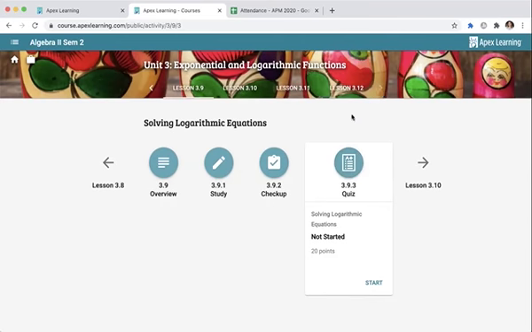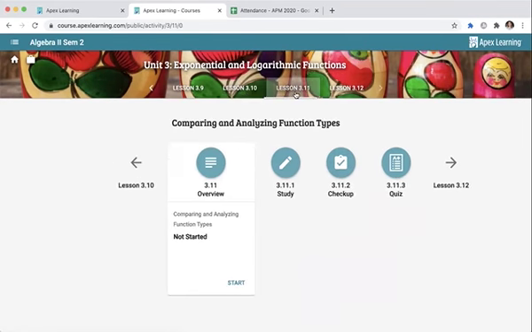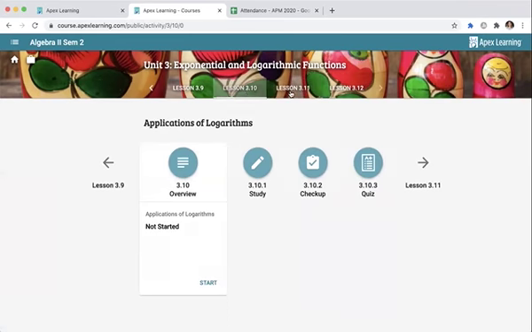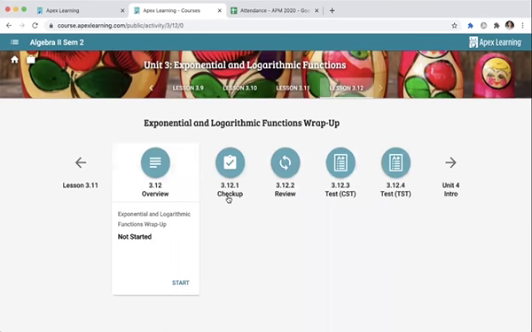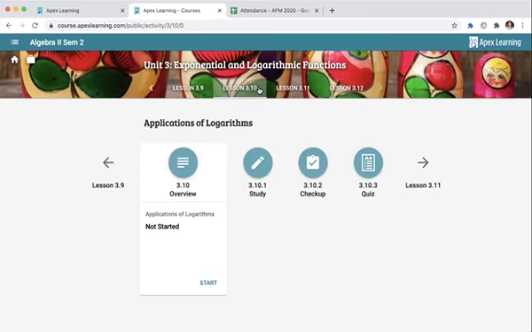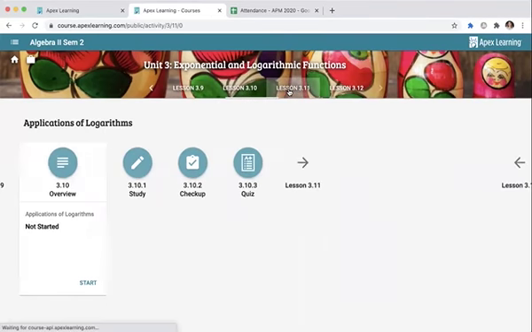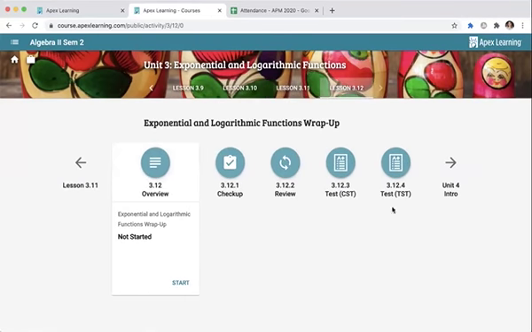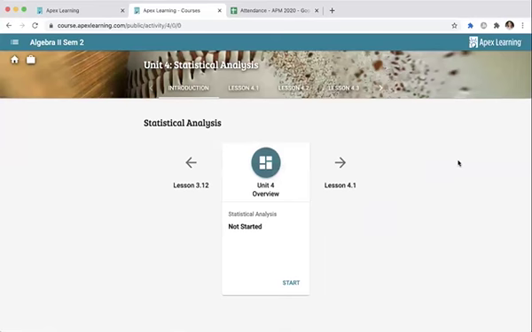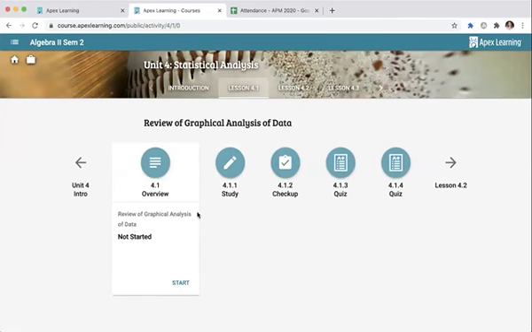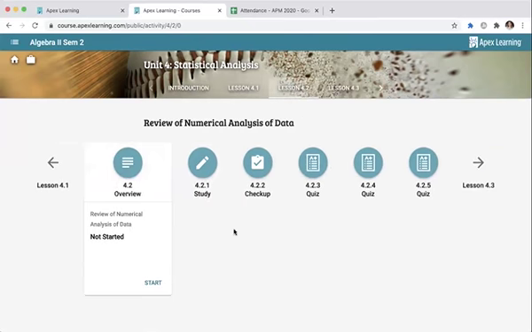I will release the lecture for the weekend, all right? And it's going to include 3.10, 3.11, and obviously 3.12 here. So for homework this weekend, you'll have the quiz in 3.10, the quiz in 3.11, and you'll have the test in 3.12, right? And that will finish up unit 3 for us. And then, like I told you, we're also going to start lesson 4. So we'll do 4.1 and 4.2 under statistical analysis.